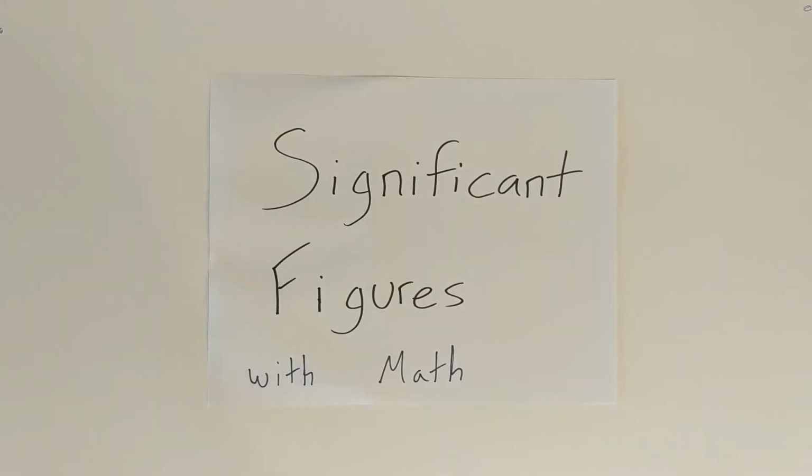I know a lot of students always ask me, how many places should I round my answer to? And the answer should be the proper amount of significant figures. So we'll be going through and looking at different rules that are used when finding significant figures after you're adding or subtracting, or after you're multiplying or dividing.